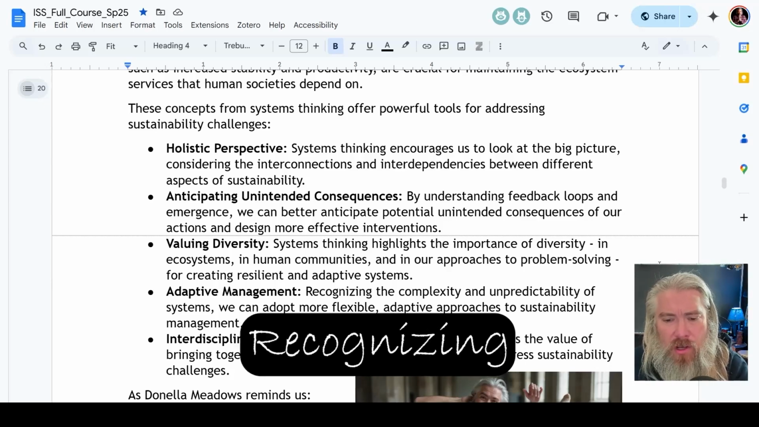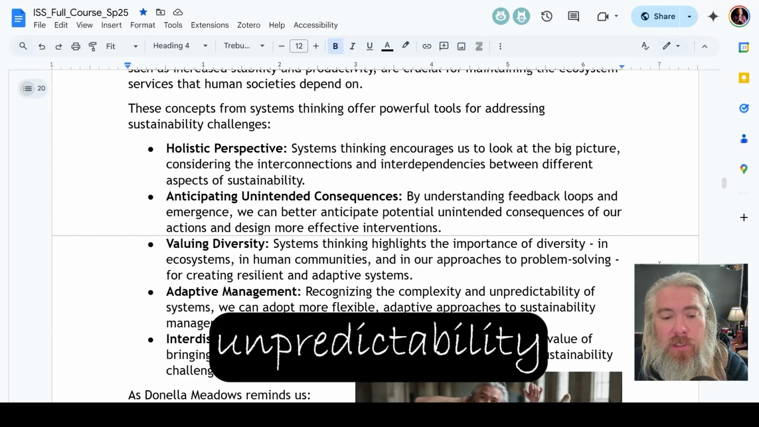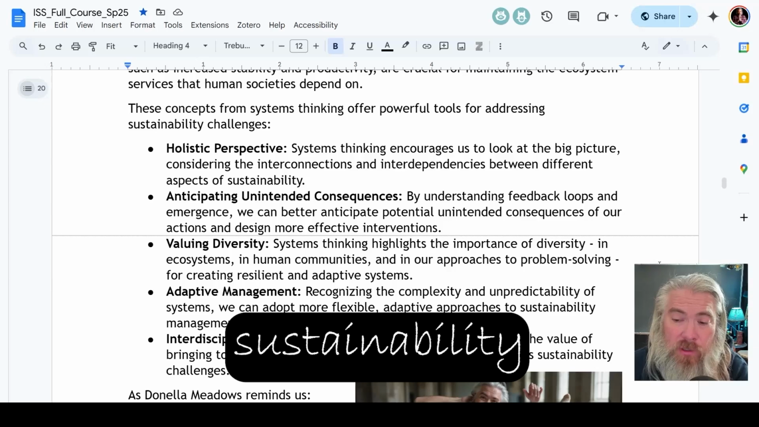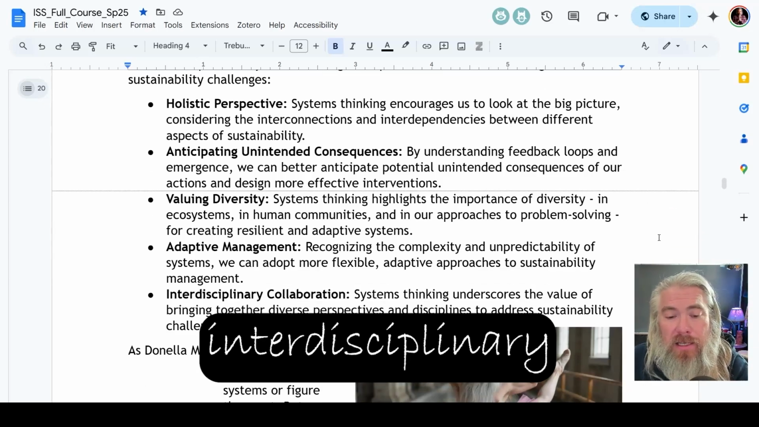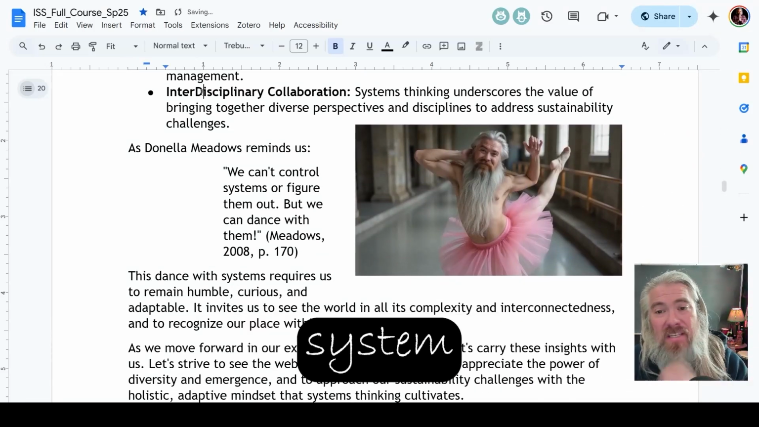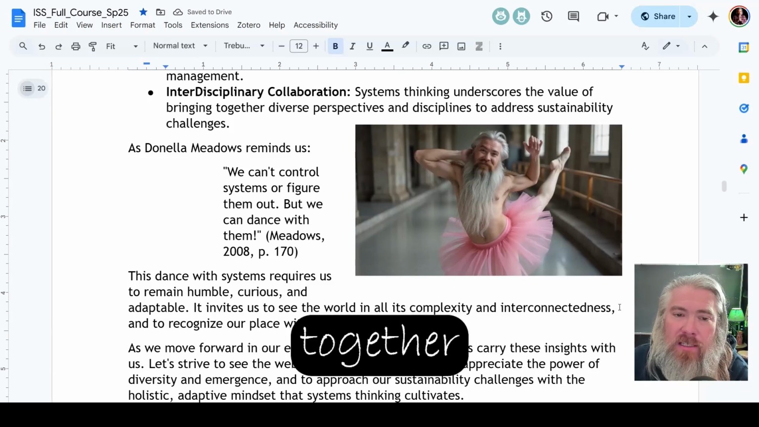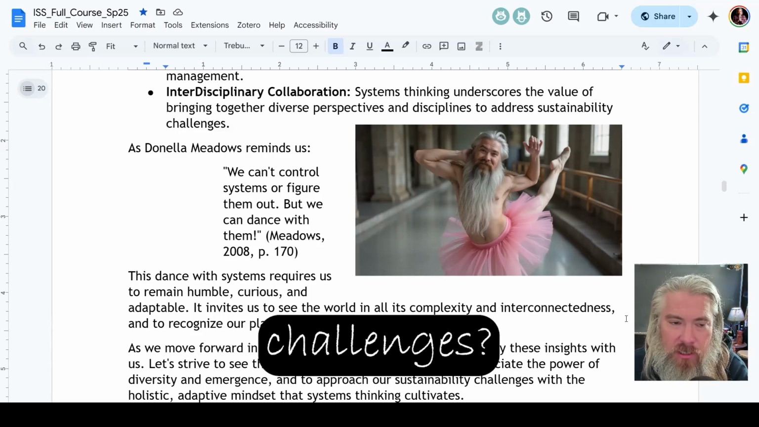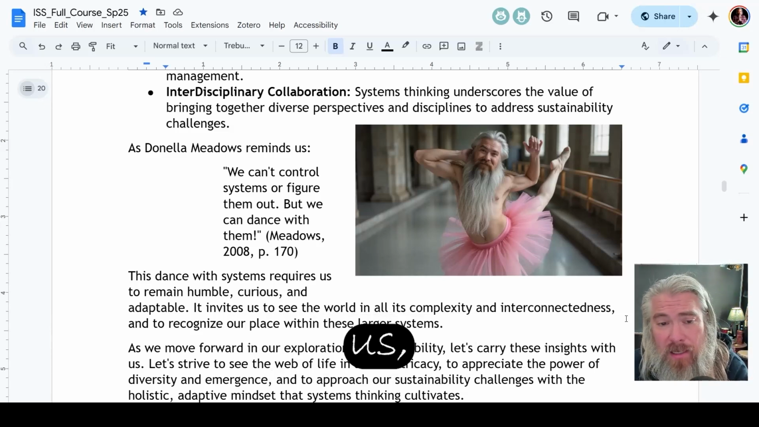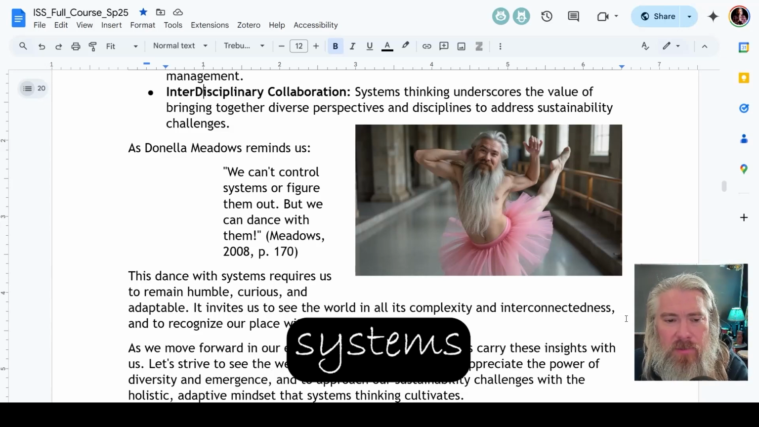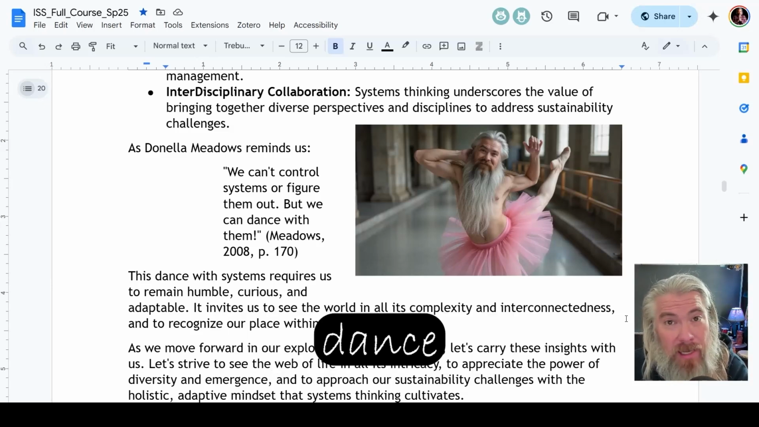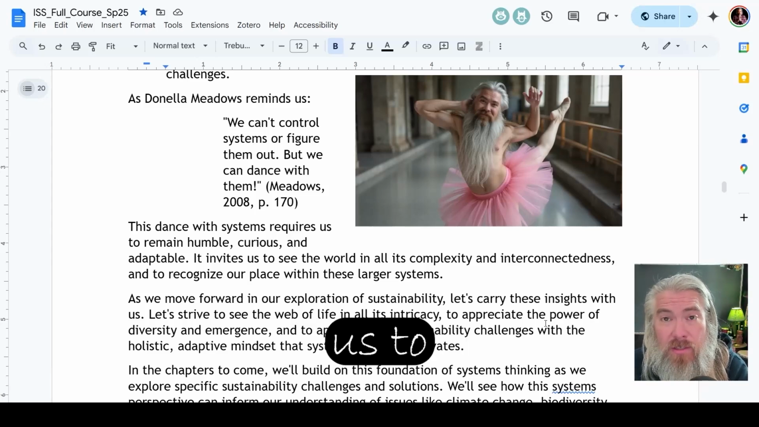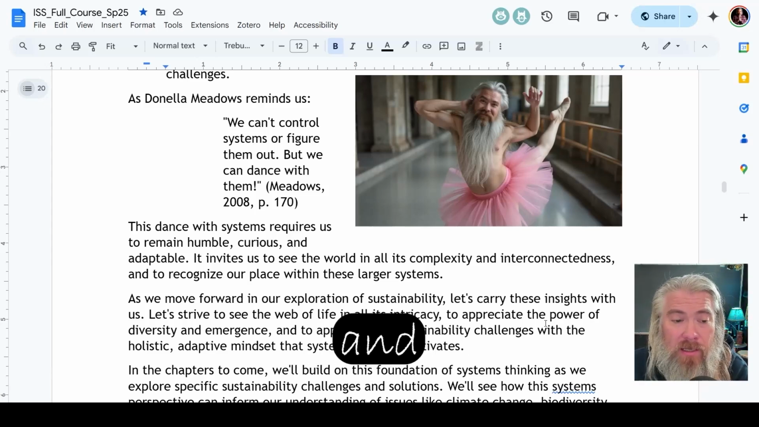Adaptive management: recognizing the complexity and unpredictability of systems, we can adopt more flexible, adaptive approaches to sustainability management. And interdisciplinary collaboration: systems thinking underscores the value of bringing together diverse perspectives and disciplines to address sustainability challenges. As Donella Meadows reminds us, we can't control systems or even figure them out, but we can dance with them. This dance with systems requires us to remain humble, curious, and adaptable.